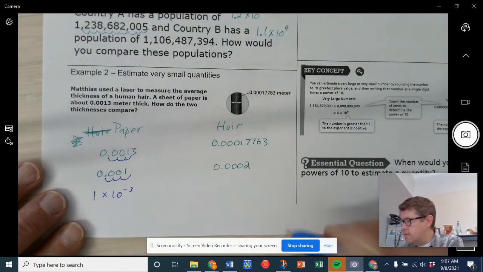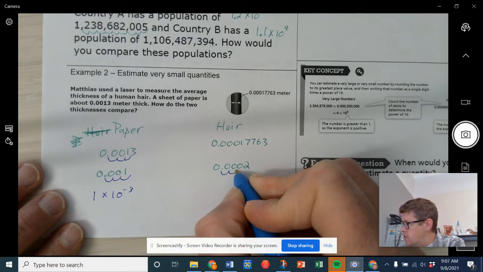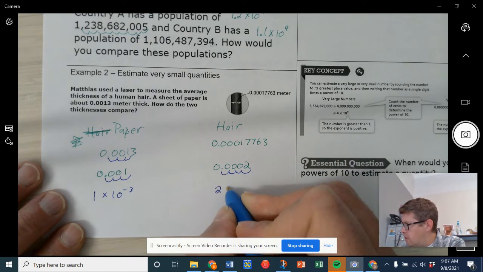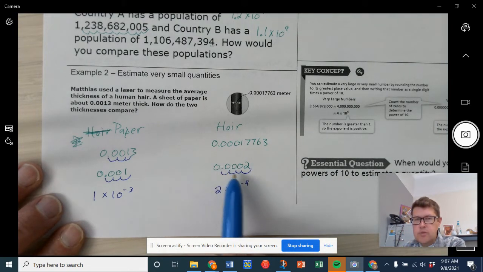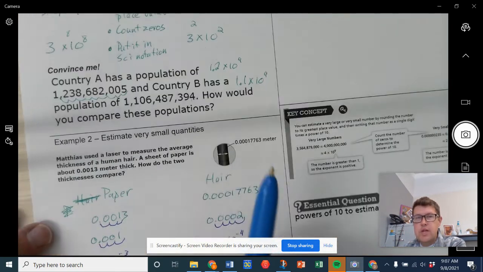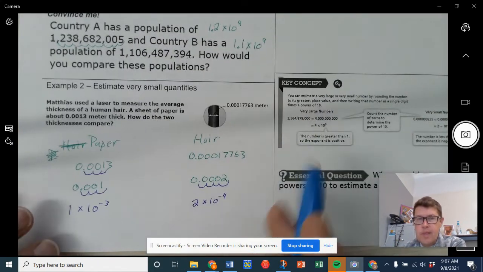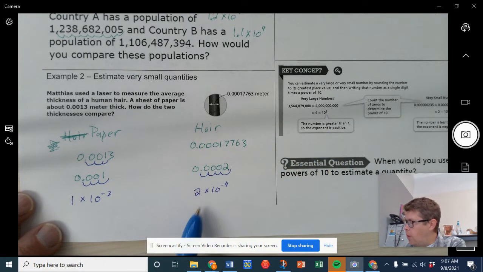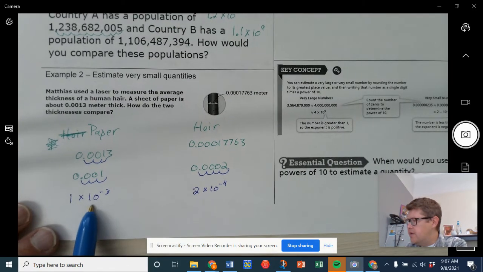And we've seen negative exponents before, so it shouldn't be like a shock to you guys. And then for this one, 1, 2, 3, 4. So we moved it over by 4, so it's 2 times 10 to the negative fourth. If you're moving your decimal to the right, you have a negative exponent. If you're moving your decimal to the left, you have a positive exponent, okay? That's kind of the idea right here. So how did the two thicknesses compare? Well, your hair is definitely less thick than the sheet of paper. It's much, much thinner than the sheet of paper.